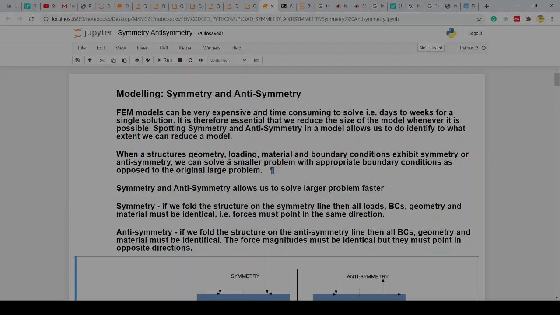When a structure's geometry, loading, material, and boundary conditions have symmetry or anti-symmetry, we can solve a smaller problem. This is really important to understand: the geometry, the loading, material, and the boundary conditions all have to hold for us to be able to exploit symmetry.